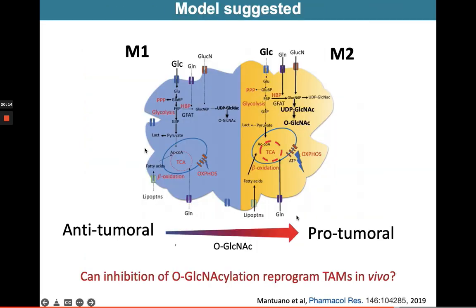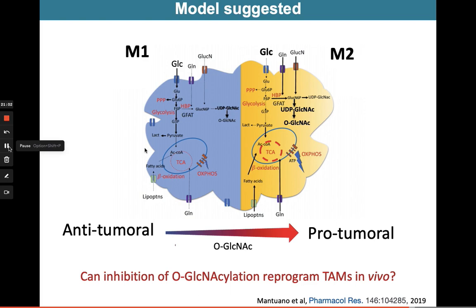So, from our results, we can suggest that an increase in the O-GlcNAcylation induces the polarization to the M2-like phenotype, that are pro-tumoral macrophages. Together, our results suggest that high glucose induces increases in UDP-GlcNAc and O-GlcNAcylation levels, resulting in an M2, or pro-tumoral, phenotype. And an inhibition of O-GlcNAcylation leads to M1, that are anti-tumoral macrophages.